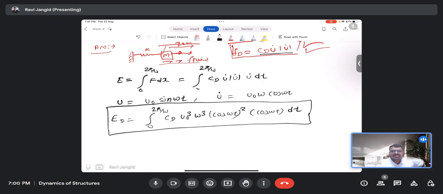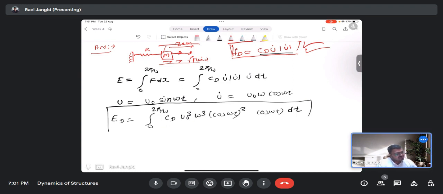If any system, you write your response in terms of p naught by k times Rd sine omega t. Did you remember this? So that's why we are taking this as u naught sine omega t. So u naught is your u static multiplied with the Rd and then the sine. Did you get it? Okay. So now solve this.